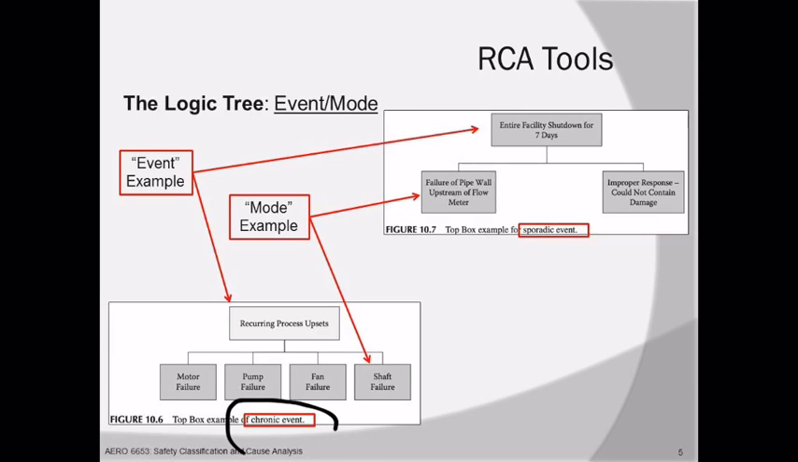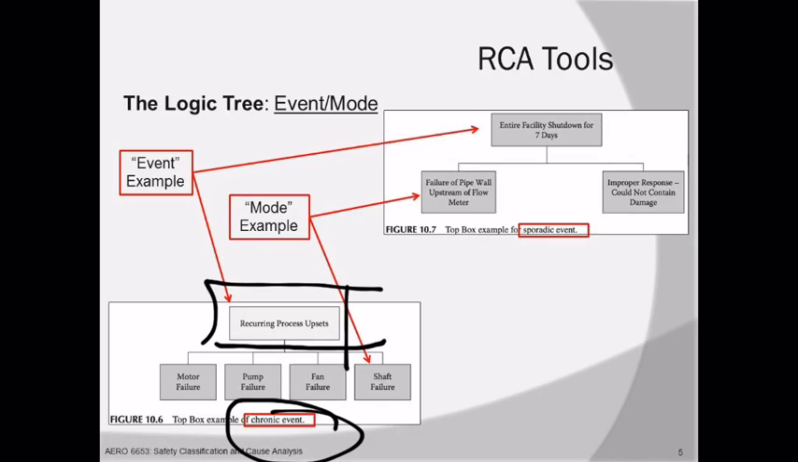Next, let's look at the chronic event. Here's an example, again, from your Latino text on a chronic event. The chronic event is recurring process upsets. Recurring process upsets is the consequence. We have our process and they continue to malfunction. They continue to have problems.